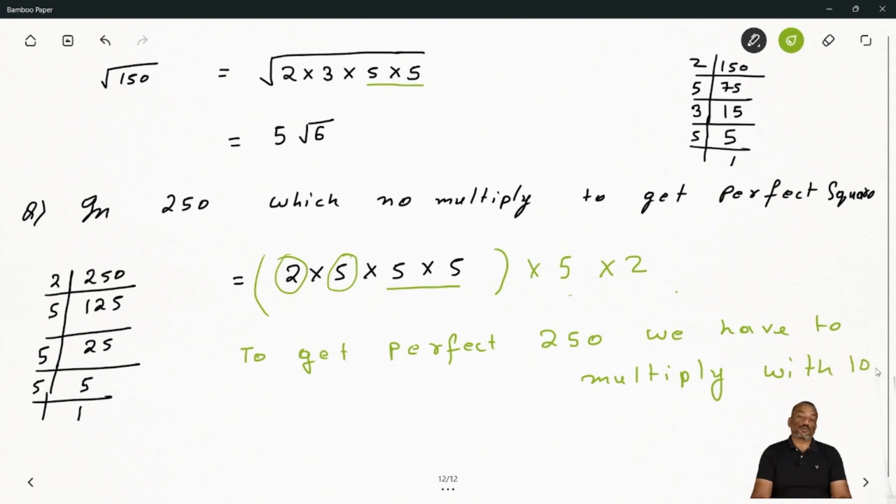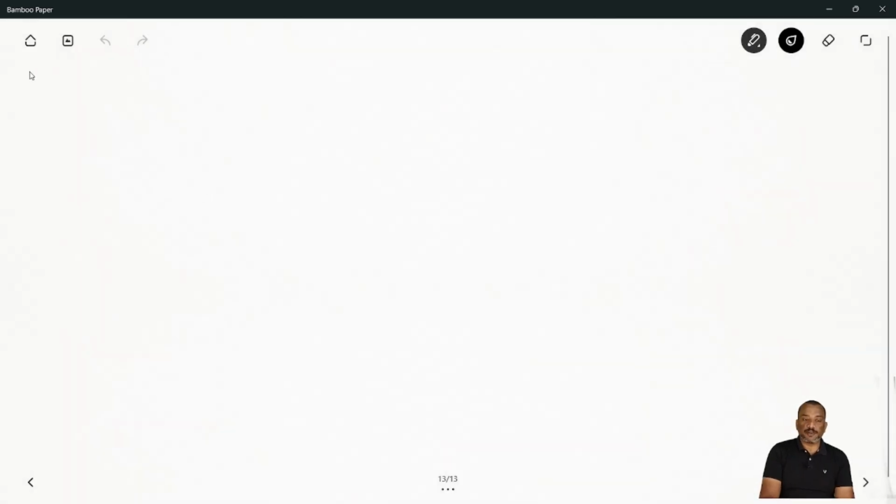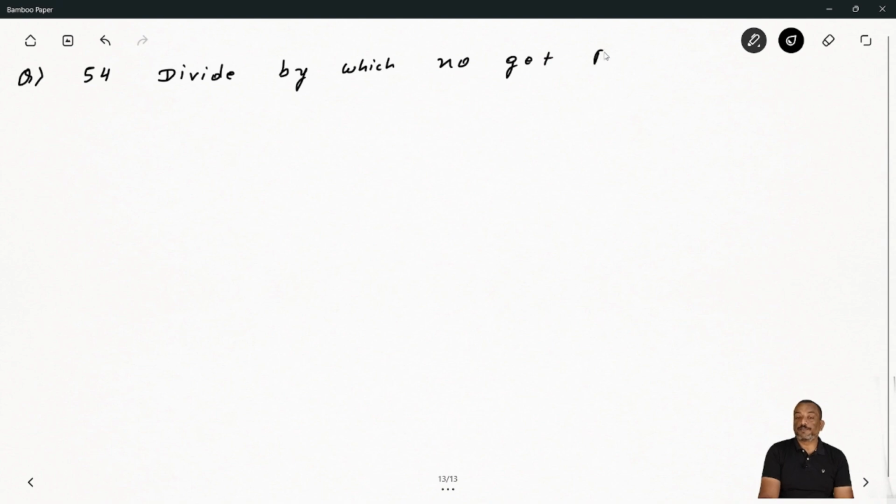Clear? Now, that type of question you will get, and the same way you will get a division based question also. So let's see a division based question. Suppose the question is given like 54, divide by which number to get a perfect square.